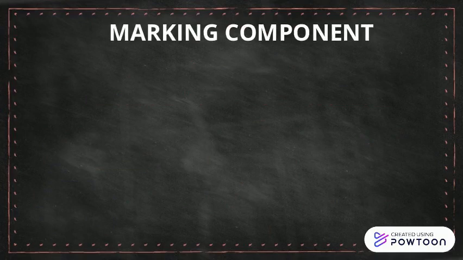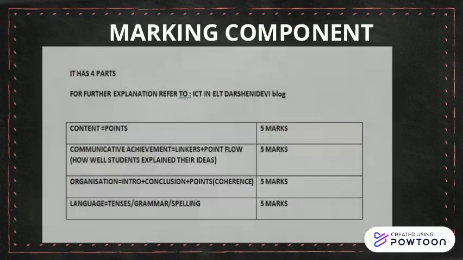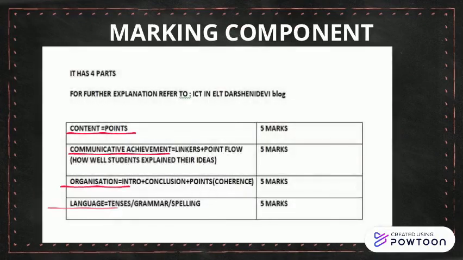As you can see on the blackboard, this is the marking component for the writing paper. It has 4 parts: content, communicative achievement, organization, and language. For further explanation, you can refer to ICT and ELT blog. The link will be in the description box.